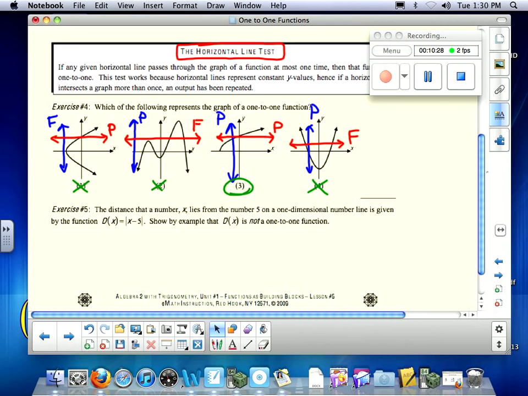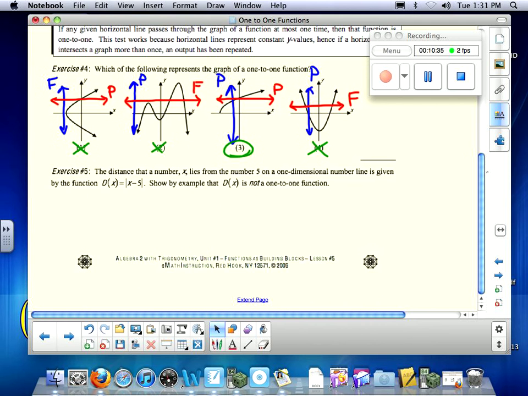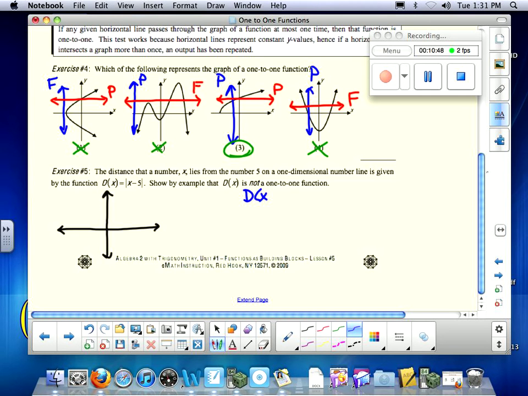Number 5. The distance that a number x lies from the number 5 on a one-dimensional number line is given by the function here. Show by example that d of x is not a one-to-one function. Okay, algebra students, you with me? This is a what function? D of x is a what kind of function? Linear, quadratic, absolute value, exponential? Absolute value.